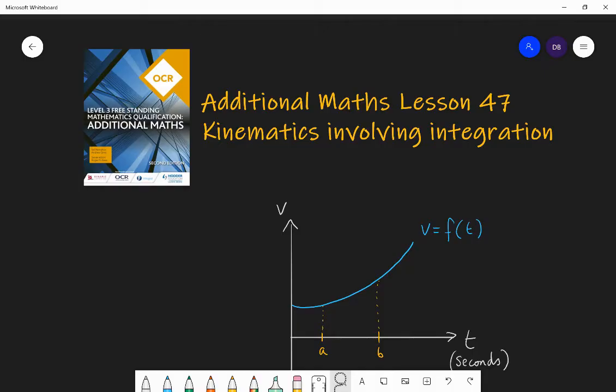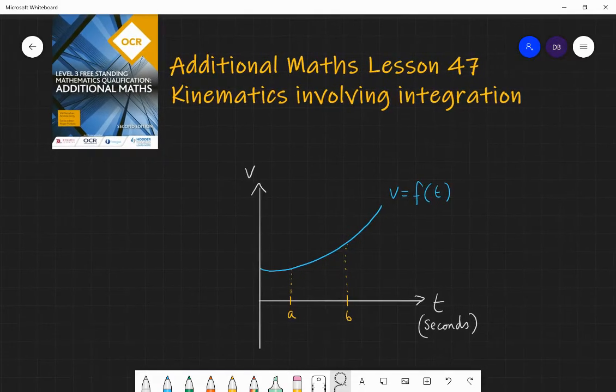In this lesson, we're going to be looking at kinematics involving integration. In the last lesson, lesson 46, we looked at kinematics, which is the study of the position of objects, the velocity, the acceleration. And we looked at that with differentiation, how the rates of change give us the fact that velocity is the rate at which your displacement is changing. So if we differentiate displacement, we get velocity. And acceleration is the rate of change of your velocity. And so if we differentiate velocity, we get acceleration. So we're going to be looking at the reverse process today.